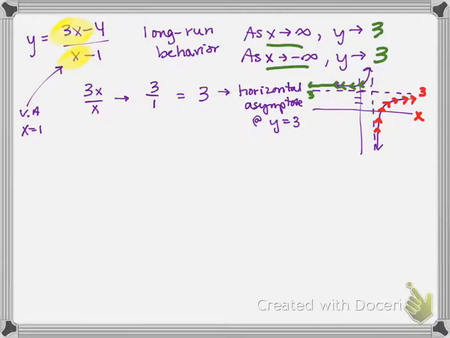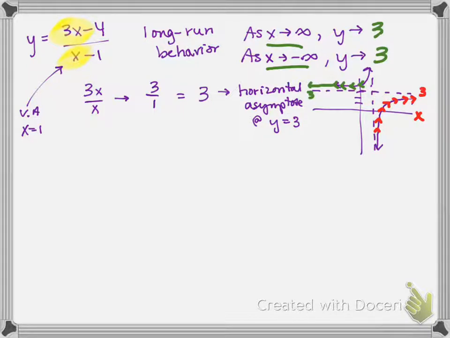And all you're doing is pulling the coefficients from those leading terms in each of the polynomials to come up with what that would be for the asymptote. It'll help you with limit behavior and things of that nature.